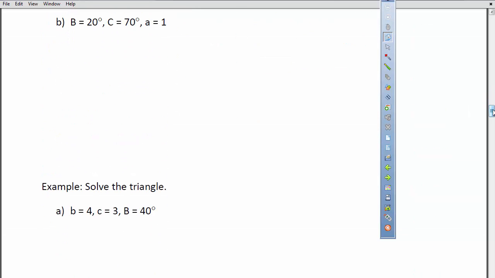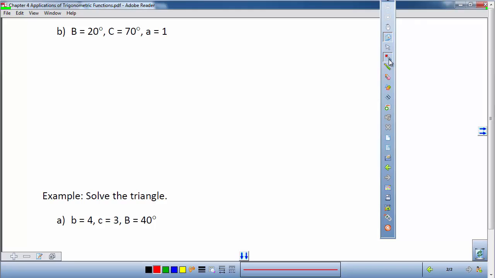Okay, we got B equals 20 degrees, C equals 70 degrees, and A is equal to 1. So this is angle side angle. I'll try to note it a couple of times anyway. This side has to be between these two angles that it doesn't belong to, because its angle is going to be opposite. So that's angle side angle.